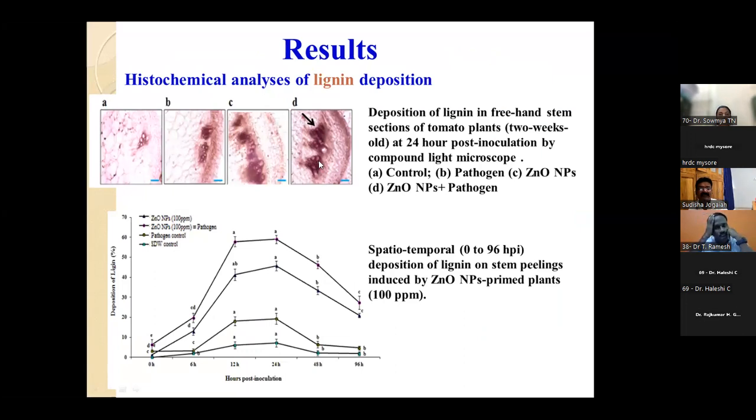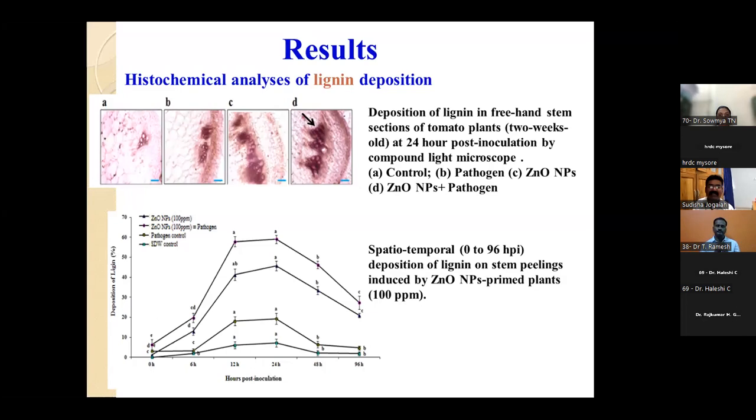See the deposition here in the treated as well as the pathogen-inoculated plant. This is the control one, with no deposition. That indicates it very clearly. Even hypersensitive reactions can be observed at the seedling level, which can also be used as a marker for screening resistant as well as susceptible plants. That can be used in the breeding program. This is our intention.